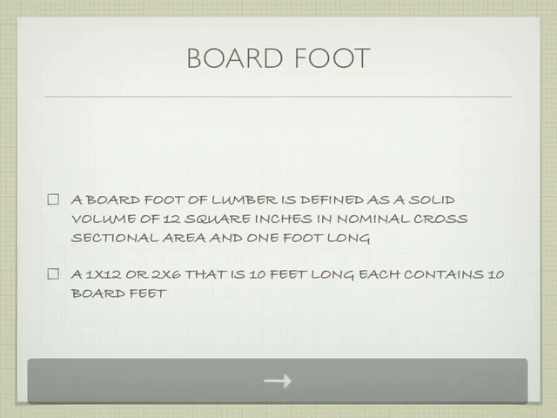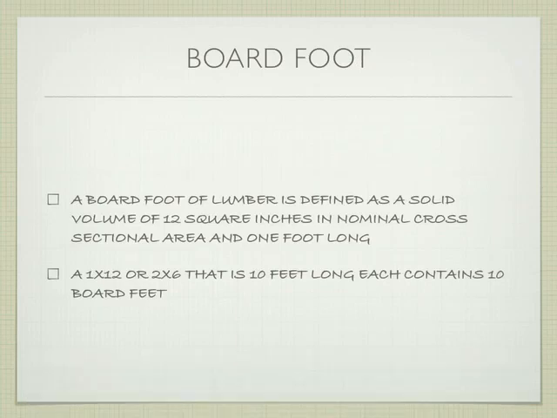Okay, so the easiest way to do this is to actually draw it. Let's say I have a 2x6, so this is again nominal, not actual, and I have 1 foot of it. This would be 1 board foot. So I take the cross-sectional dimensions: 2x6 is 12 square inches, by a foot. If I had a 1x12 by 1 foot, that would also be 1 board foot.